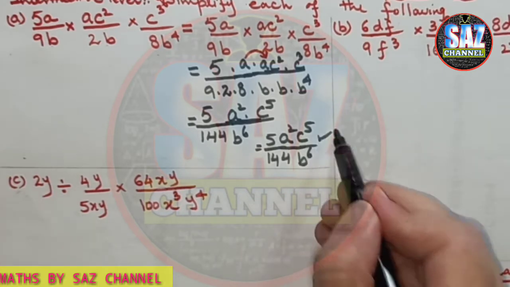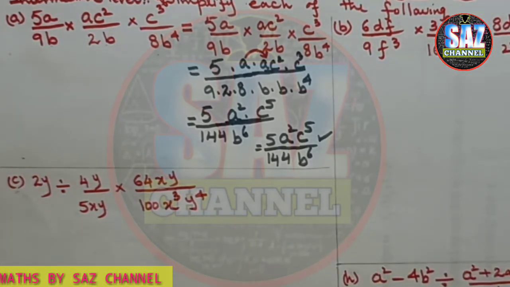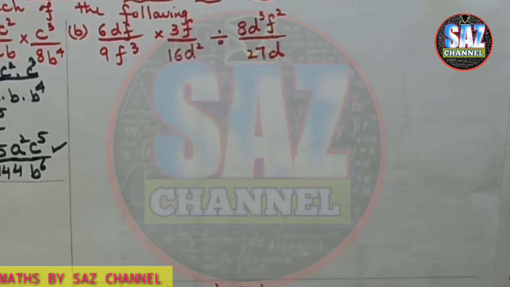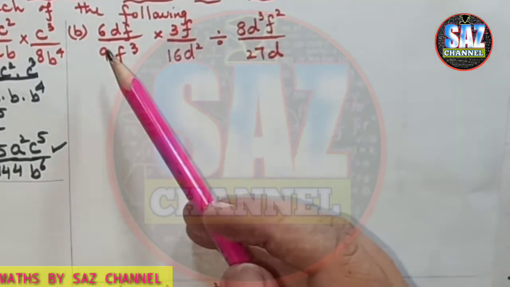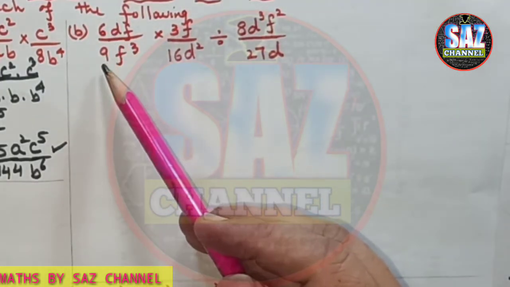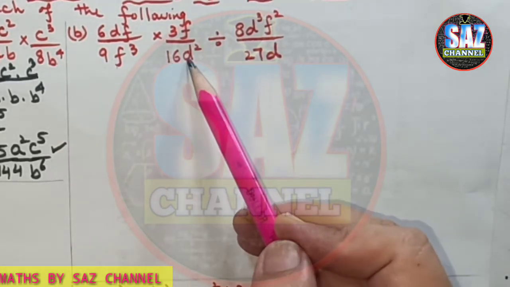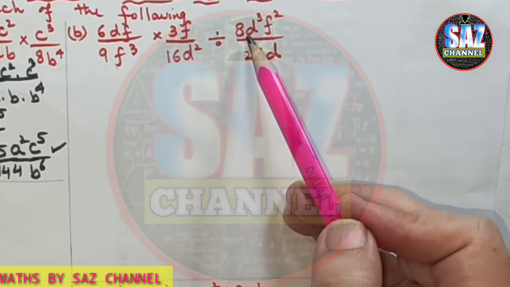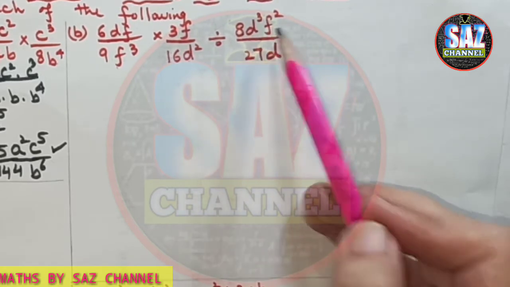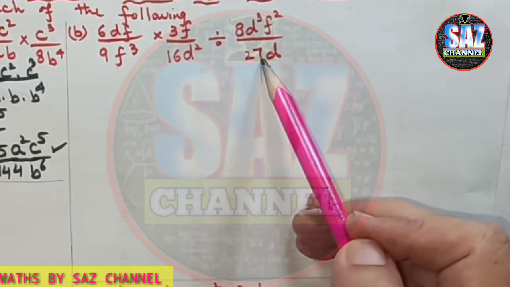I hope you are clear about this question. Let's move to the next part of the question. The next part is 6df upon 9f cube multiplied by 3f upon 16d square divided by 8d cube f square upon 27d.